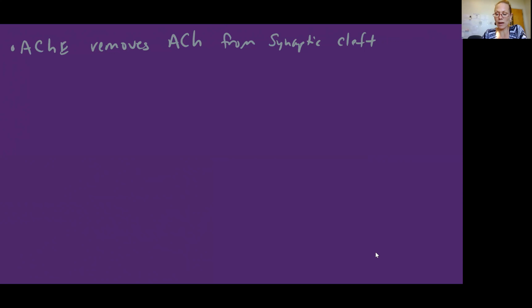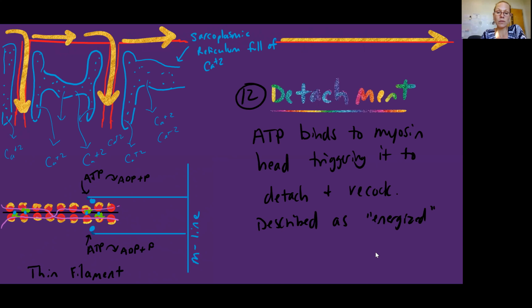As long as your calcium is still available, you're going to do another round of cross-bridge formation, power stroke, detachment, cross-bridge formation, power stroke, detachment, until you're generating the amount of tension that you need in that muscle for the job that you need that muscle to do.